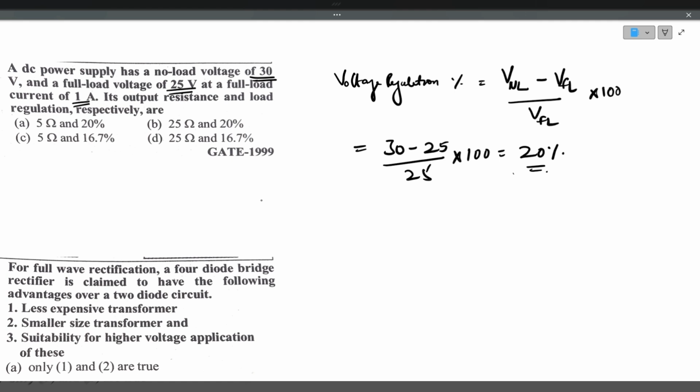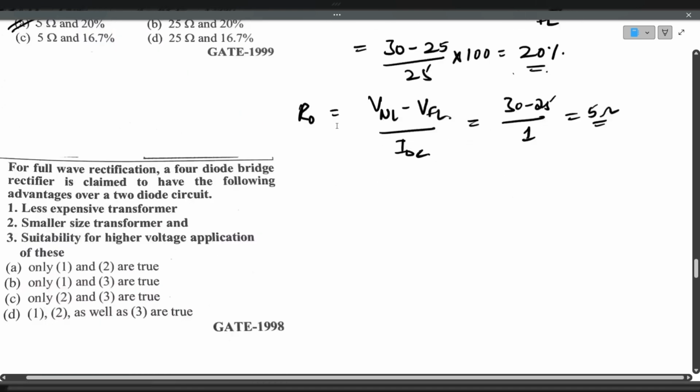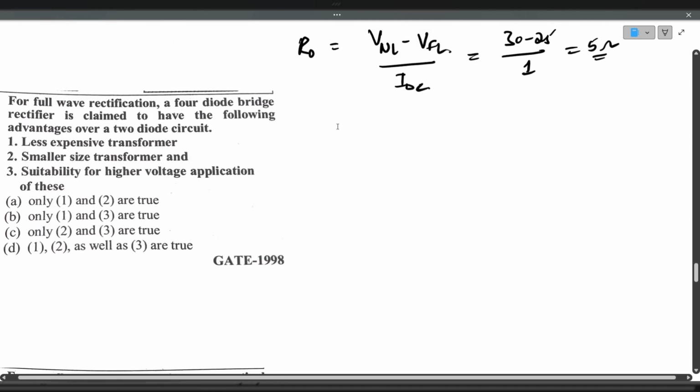So he's asking the output resistance. The output resistance is the no load voltage minus full load voltage divided by the DC current. That is 30 minus 25 divided by 1 ampere, which equals 5 ohm. So the answer is option A. We'll see the next problem.